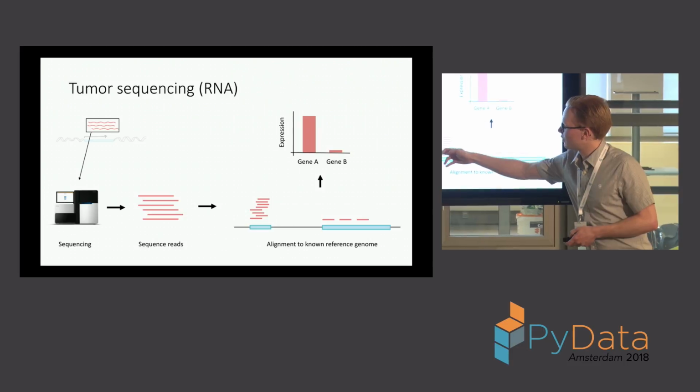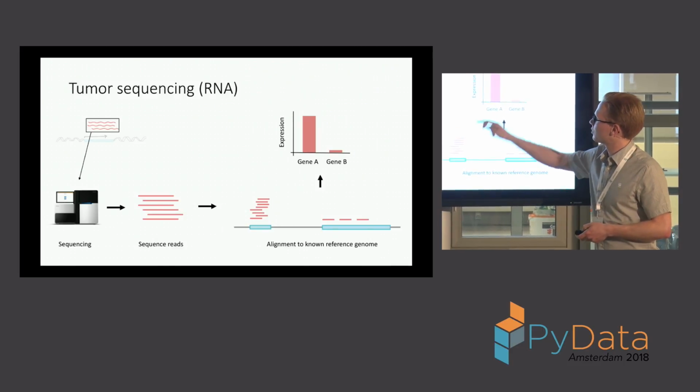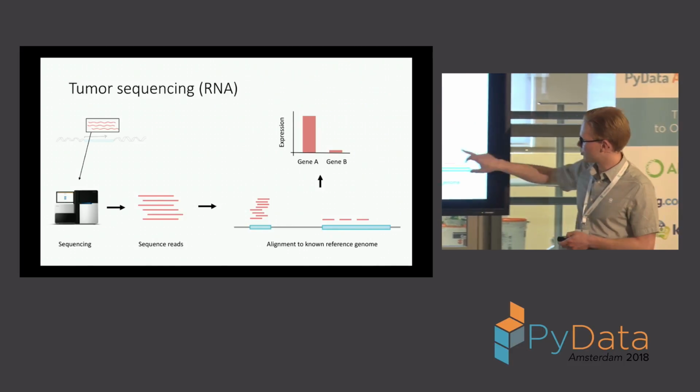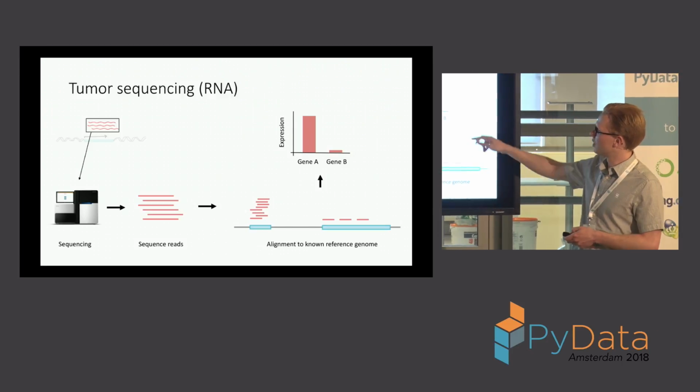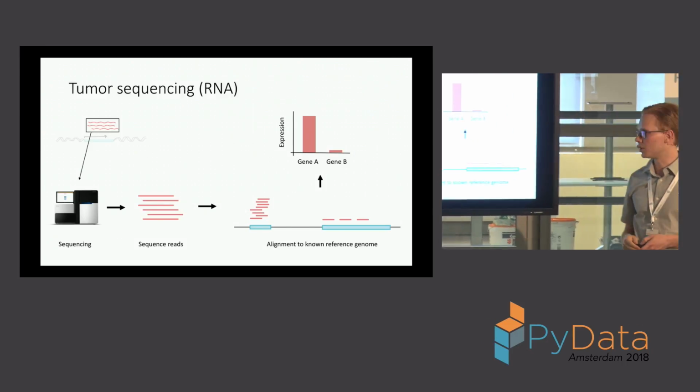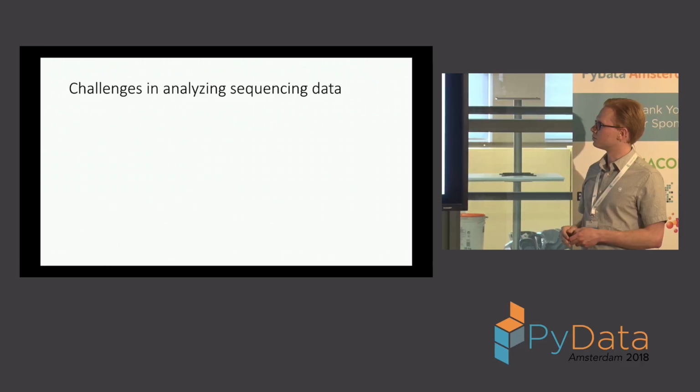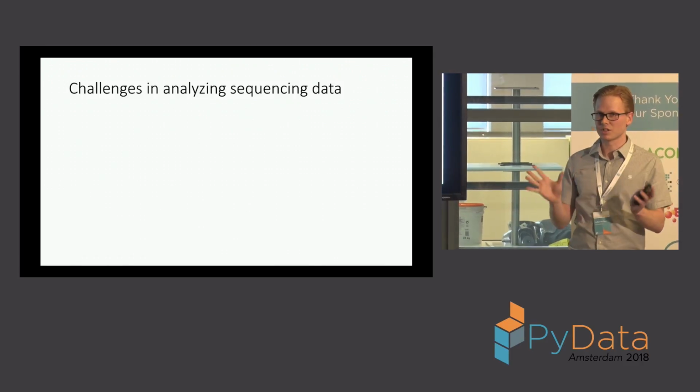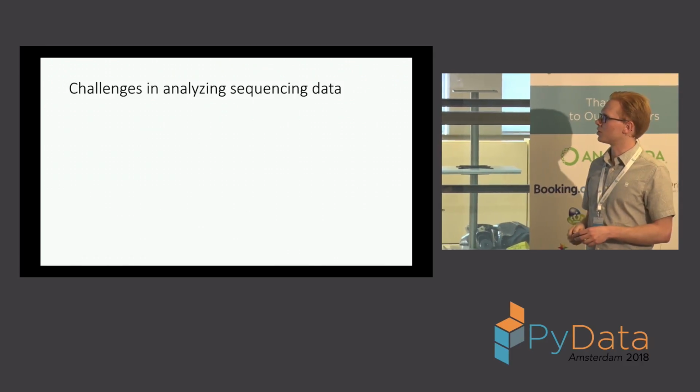So in this case, because we have a lot of sequence reads mapping to this first gene here, it would have a high expression level, whilst because we only have a few reads here, we would have low expression for gene B. So this is basically the basics behind tumor sequencing.